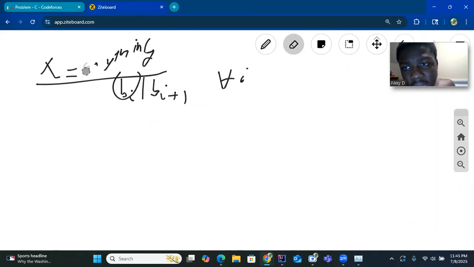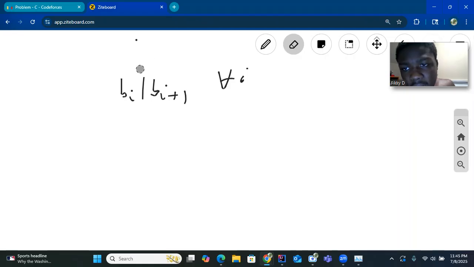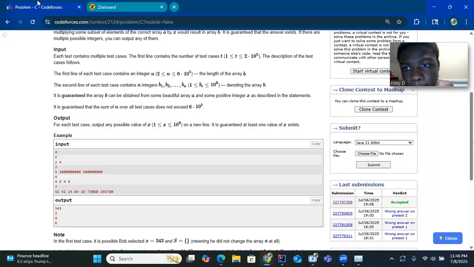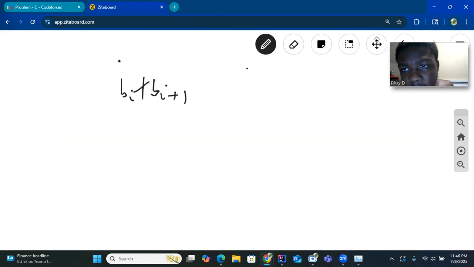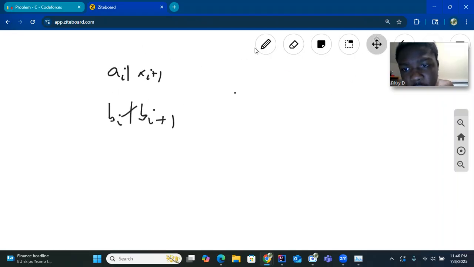So this means that we want to look at a case where this is not true, where b sub i does not divide b sub i plus 1. This is where we have a problem. X can't just be whatever it wants. We know that a sub i is supposed to divide a sub i plus 1, but we multiplied one of these values by x, obviously, and it ruined this property.